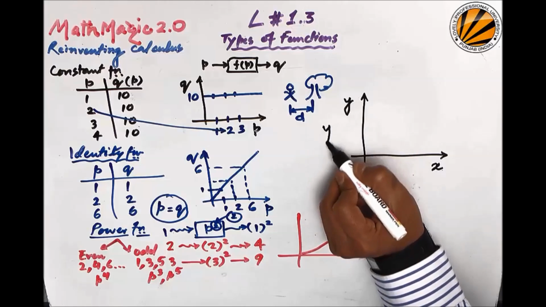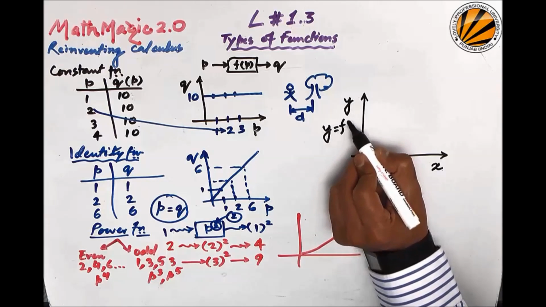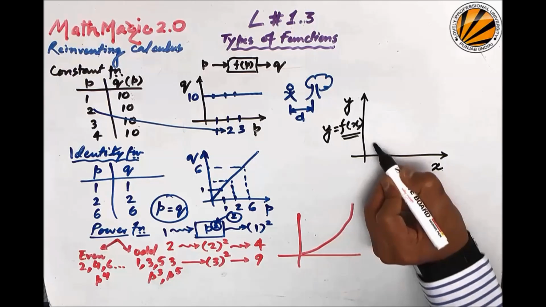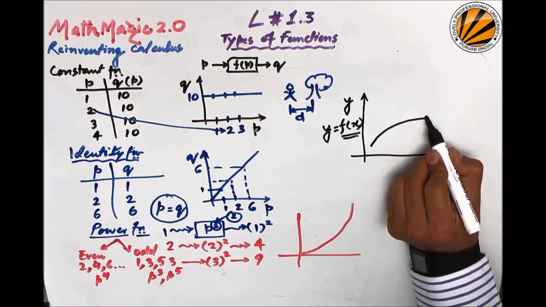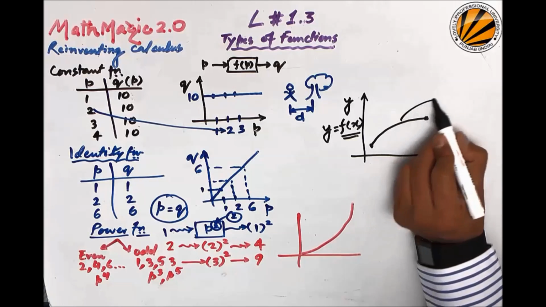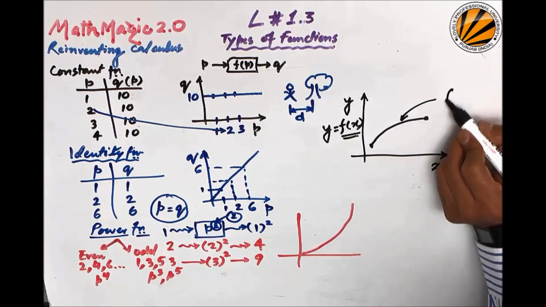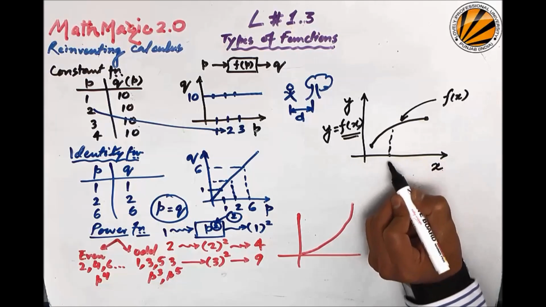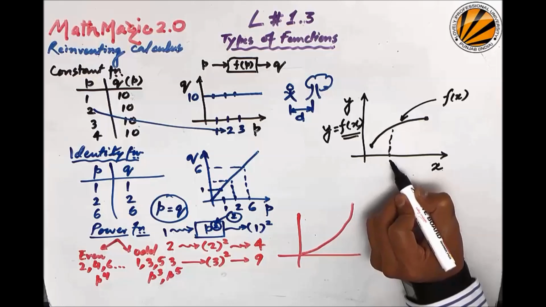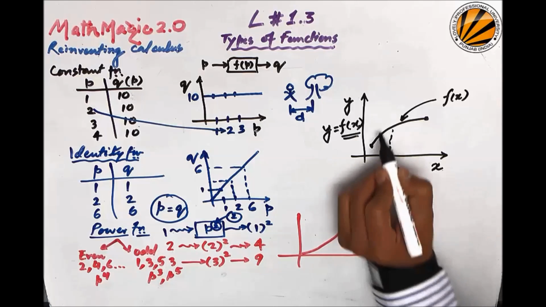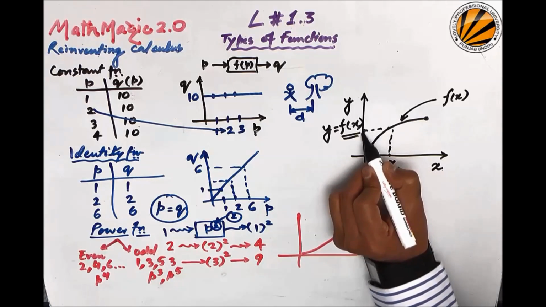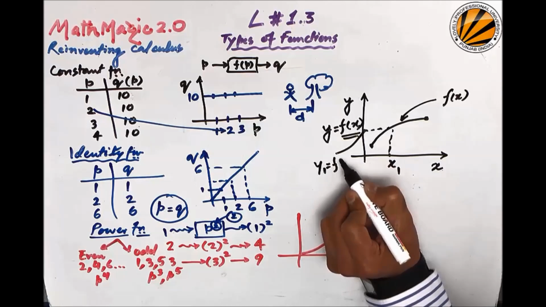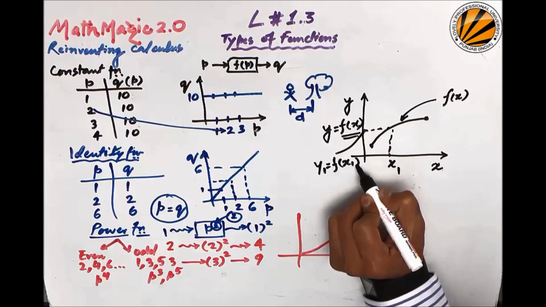We can very well say that y is equal to f of x. Now this is the function. It behaves in a fashion, and this behavior is depicted by the function f(x). For this particular input, that is x1, this would be the output, and that is nothing but y1, and that is nothing but f of x1.